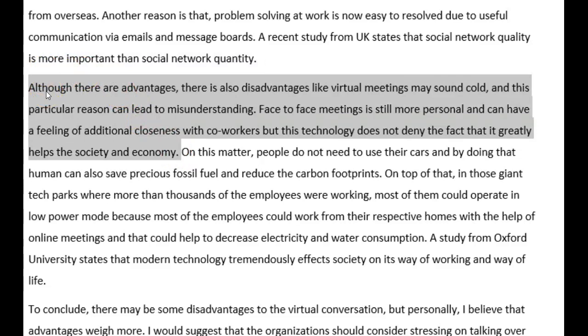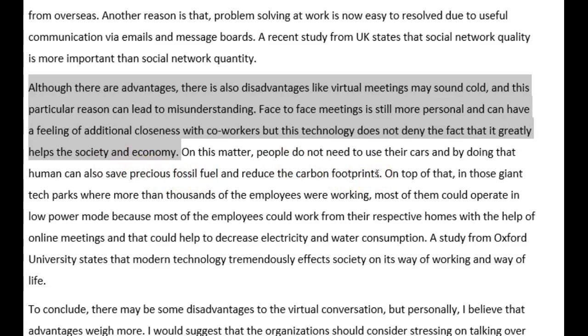"On this matter, people do not need to use their cars." This is strange, by the way, "on this matter." We don't really say this in English. "People do not need to use their cars, and by doing that, not human, but people or mankind can also save precious fossil fuels, S, and reduce the carbon footprint," singular.